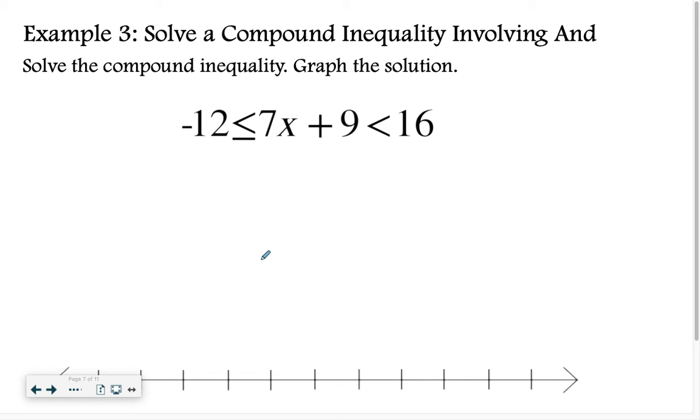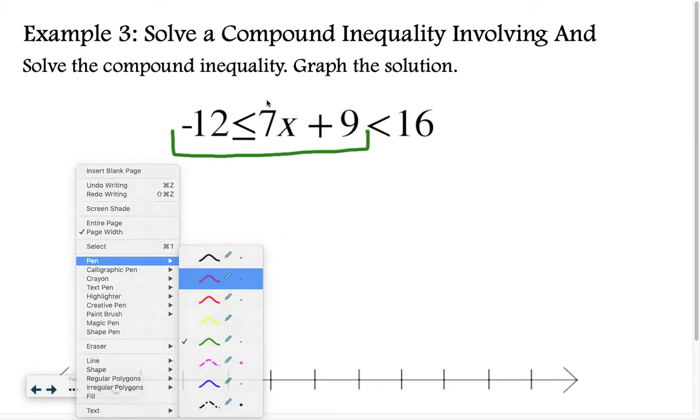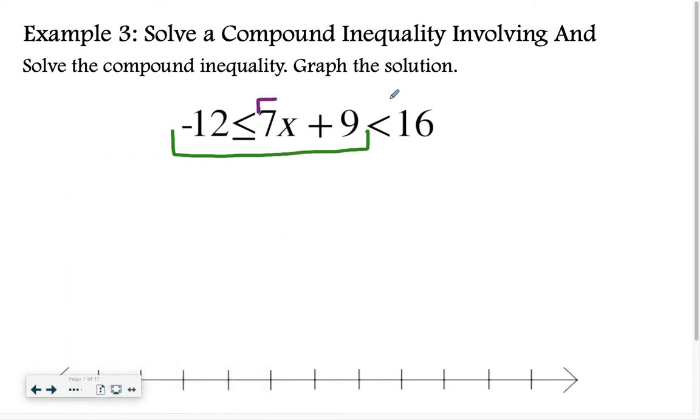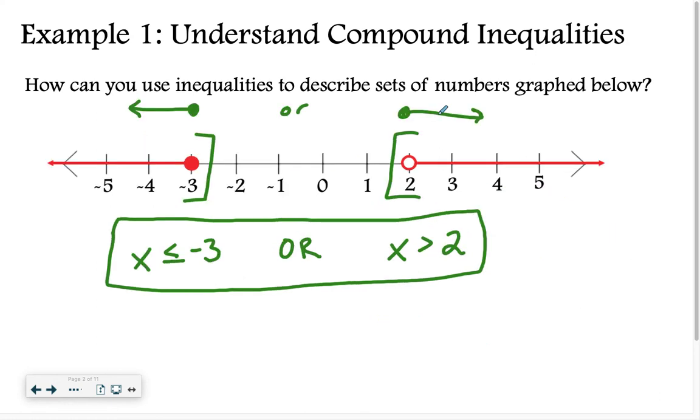So you can see that we have negative 12 is less than or equal to 7x plus 9 is less than 16. You have a couple of options here. You can either split up this inequality into two parts. You can do the green part first, and then you could do the purple part second.